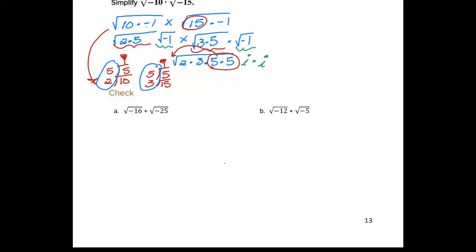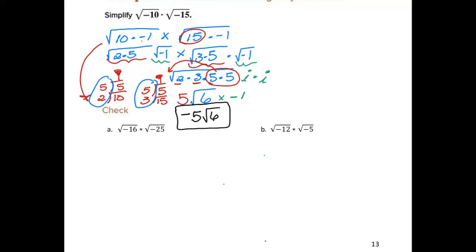So 5 gets kicked out in front. 2 and 3 do not have a second number with it. So I'm just going to multiply those and leave it under the radical. And if you remember, i is the square root of -1. So i times i is going to be -1. Now, putting that -1 multiplied by those gives me a final answer of -5 times the square root of 6.